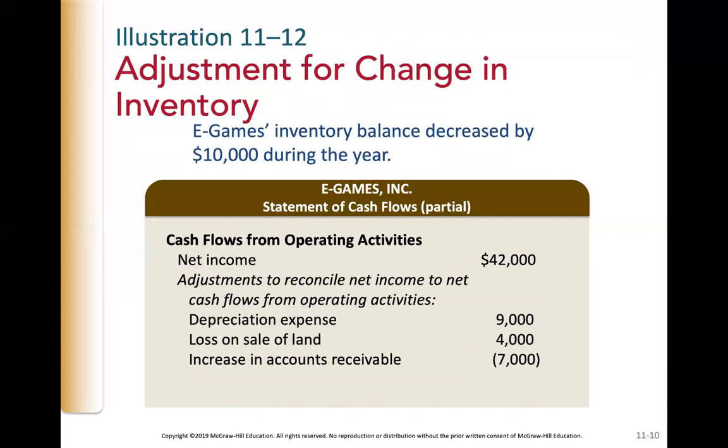eGames inventory balance decreased by $10,000 during the year. This tells us the company sold $10,000 of inventory that was not replaced. This $10,000 is reported as cost of goods sold, an expense, in the income statement, thus reducing net income, but it had no effect on cash. So we need to adjust net income for the decrease of $10,000 by adding back our $10,000.